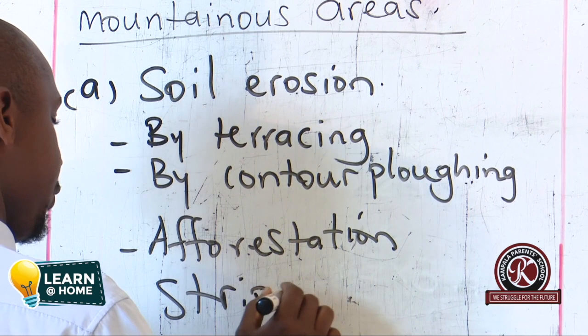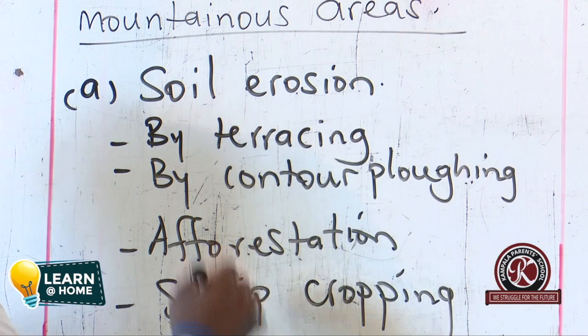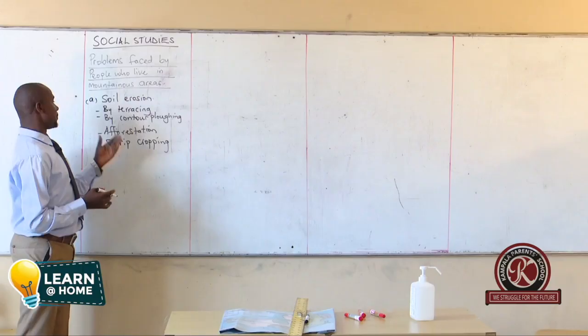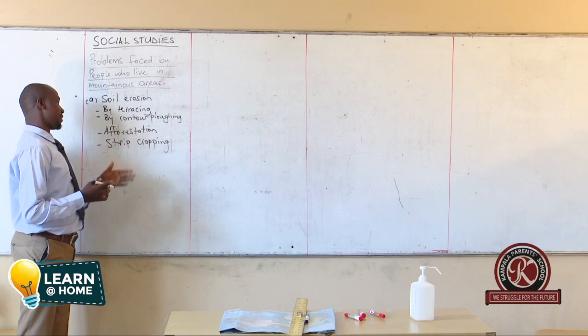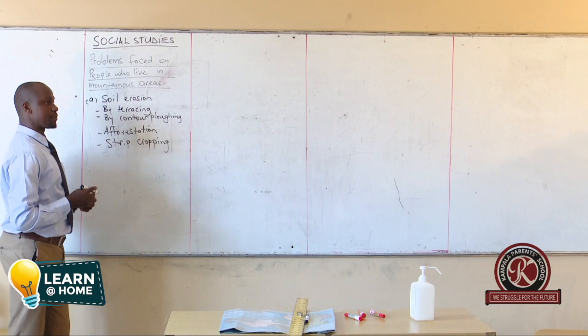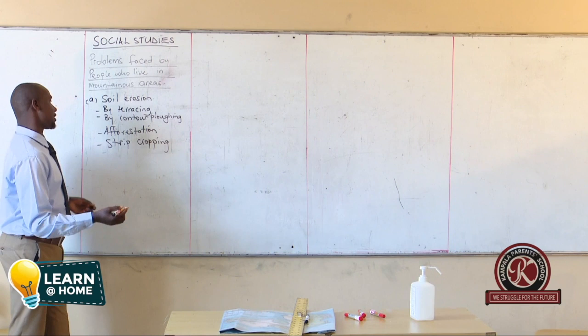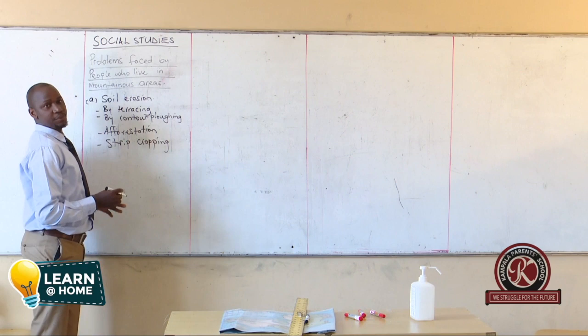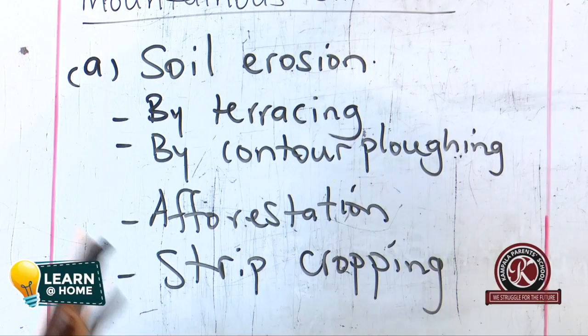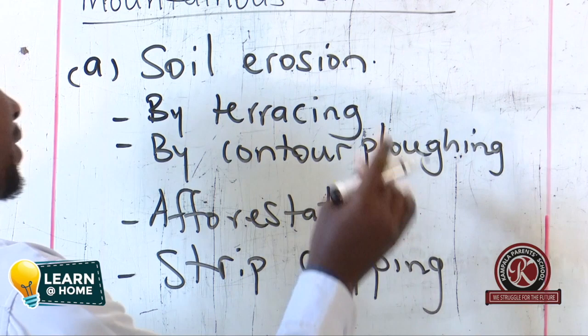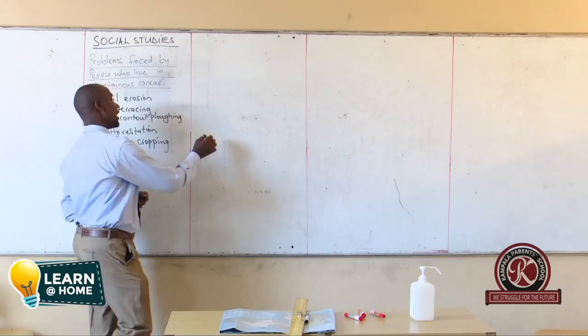All these methods we have talked about that help to control soil erosion simply slow down the speed of flowing water. So when they ask you a question, how does terracing help to control soil erosion? By slowing down or by reducing the speed of flowing water. The same applies to contour plowing. We say contours slow down the speed of flowing water. Afforestation, the planted trees slow down the speed of flowing water. The same applies to the crops that are planted in this kind of order.